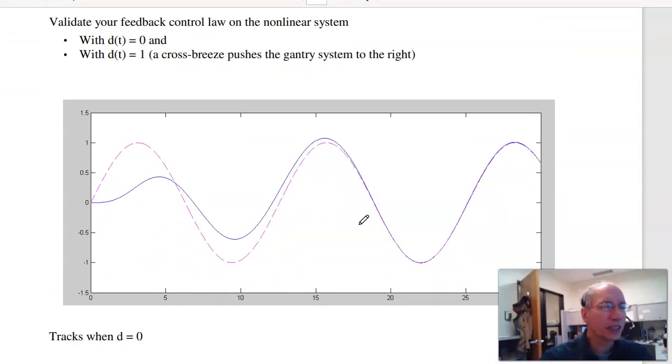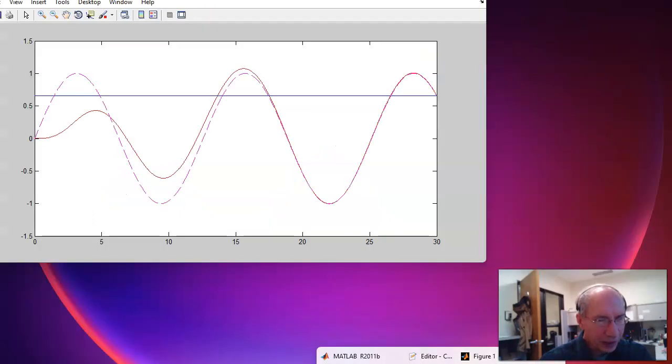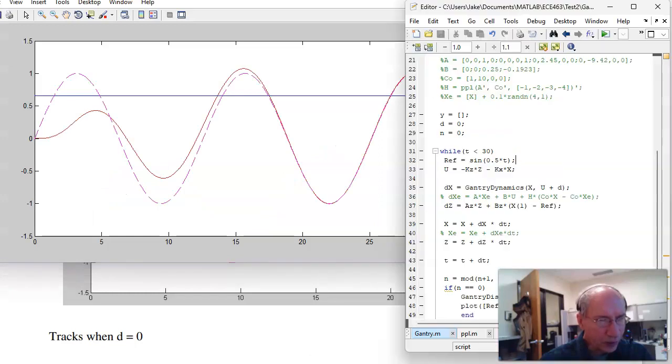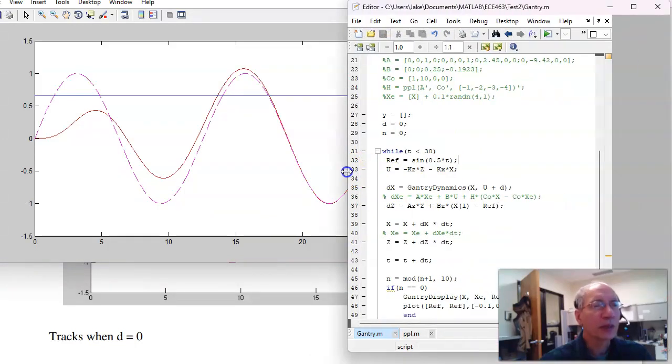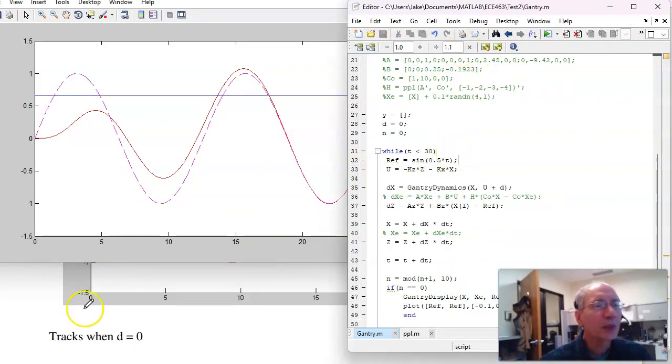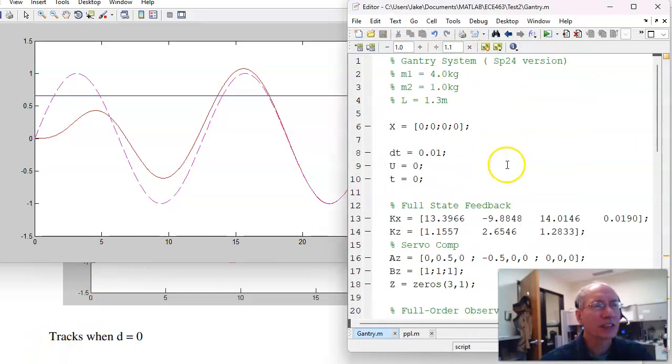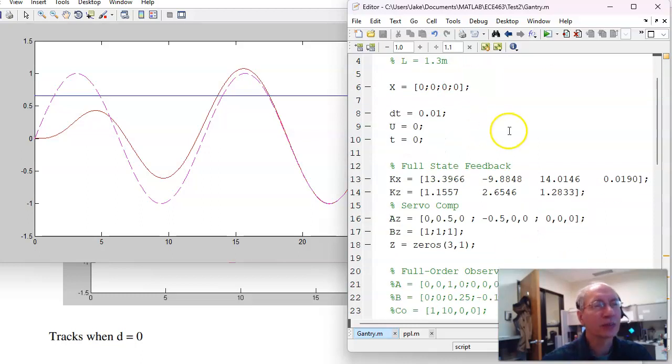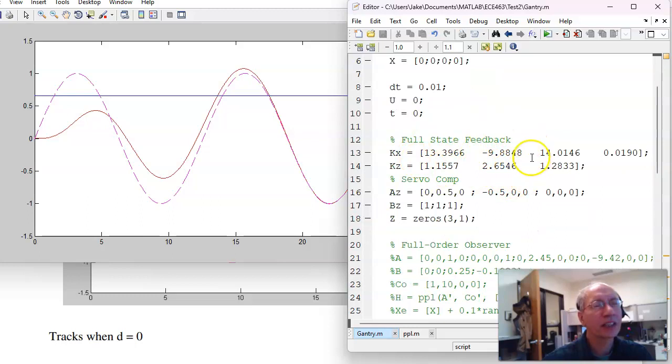So now let's go to the nonlinear system. That would be over here. Here what I'm doing, it's got a small font. Okay, there, just increase my font size. I'm going to start out, here's the controller for this semester. Mass is 4 kilograms, the ball is 1 kilogram, length of the beam is 1.3 meters. Starting out at 0, here's the feedback gains that I calculated earlier. Here's my servo compensator. The initial states on the servo are 0.